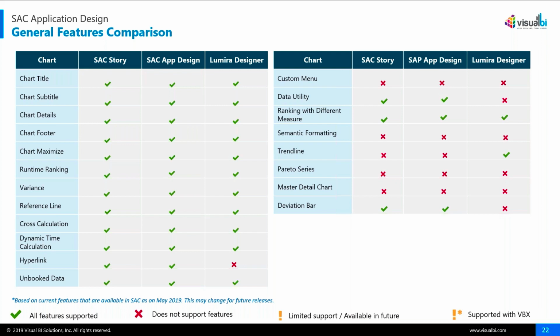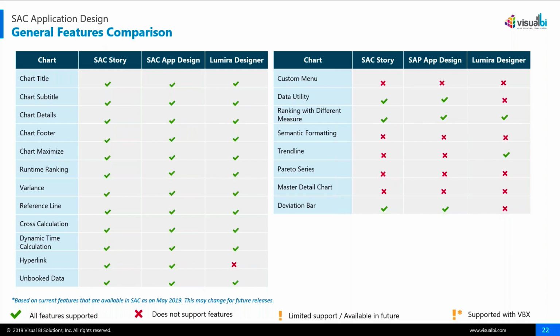So as you see, while we compare the general features, we see most of the basic options like bringing in charts, calculating the variance and cross calculation, and creating a hyperlink. It is available in both SAC App Design and Lumira Designer.